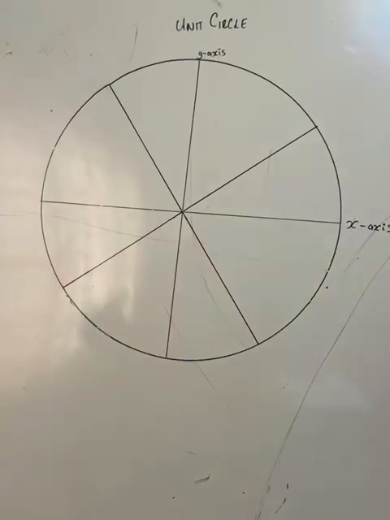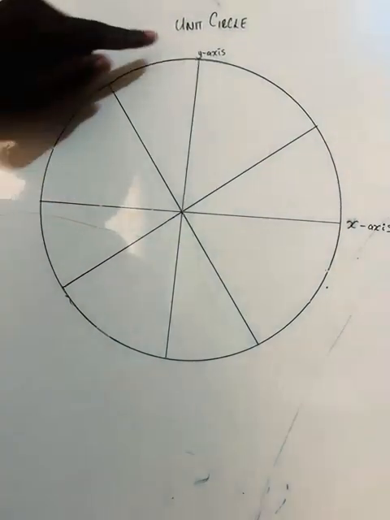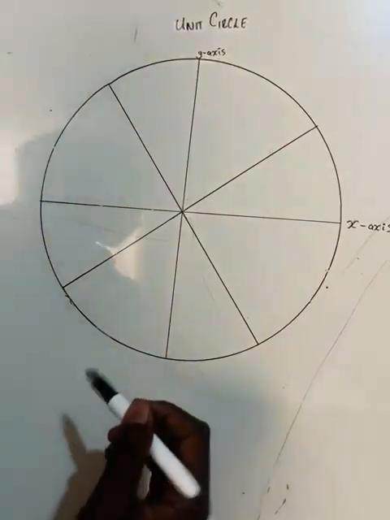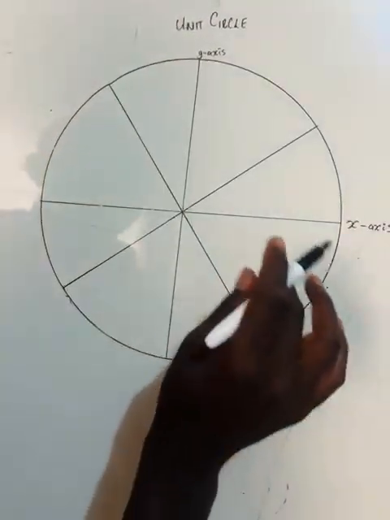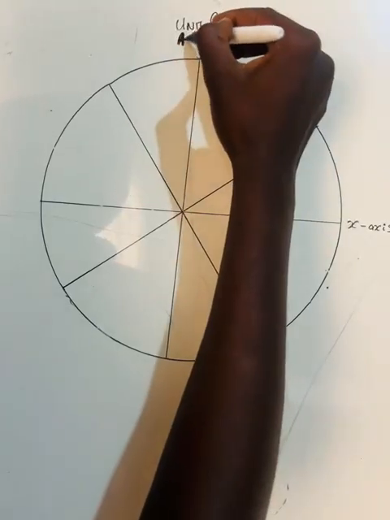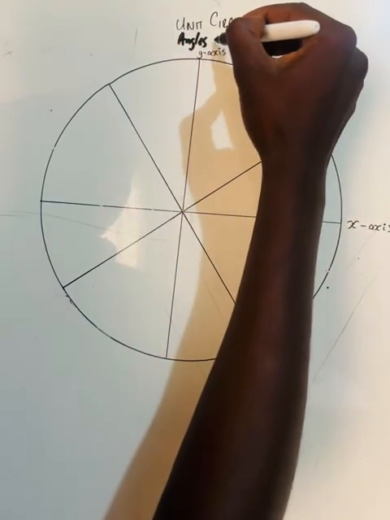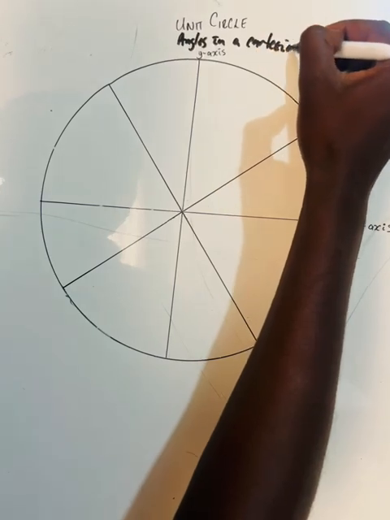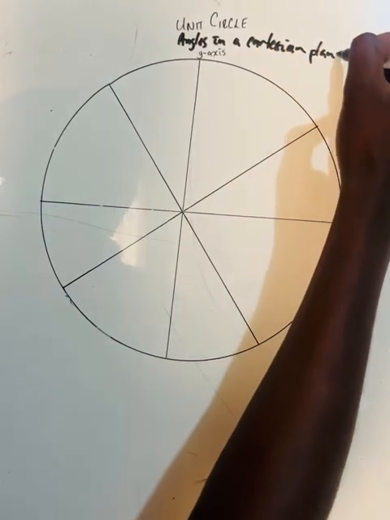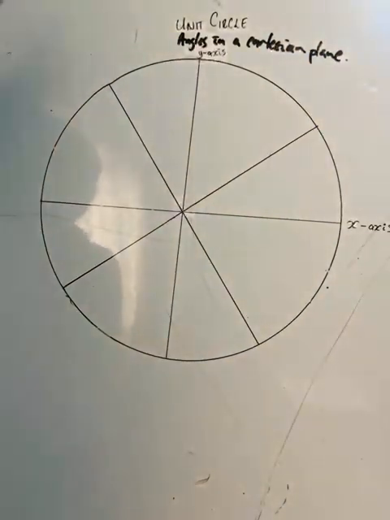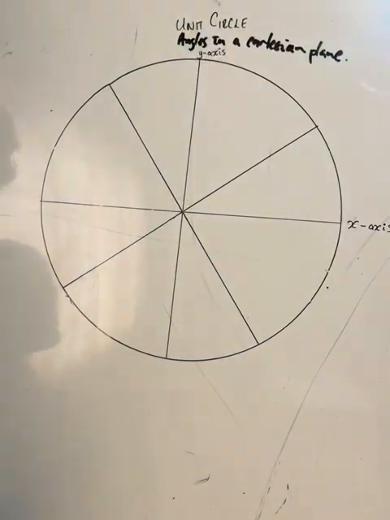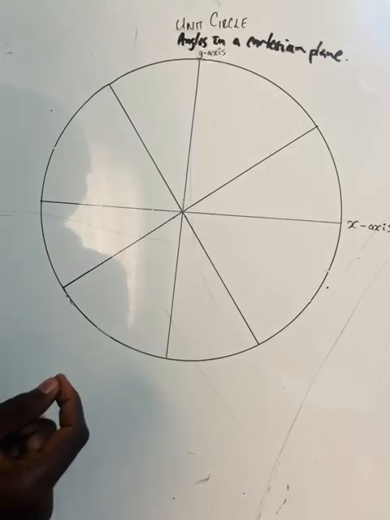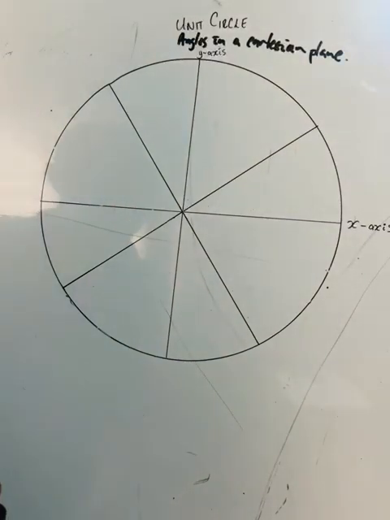All right. Today we're going to focus on the unit circle, otherwise known as angles in a Cartesian plane. What's happening here? We're still on trigonometry, but this time around, the Cartesian plane is now found inside a circle. And when it's found inside a circle, what happens?